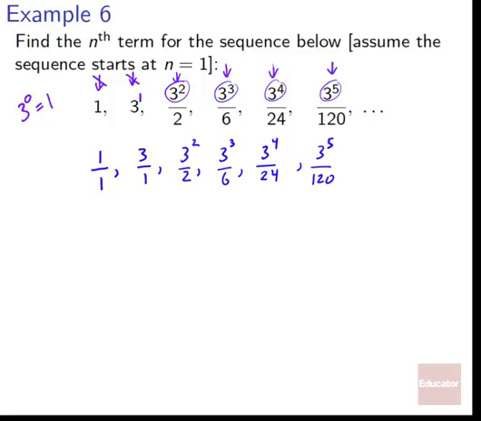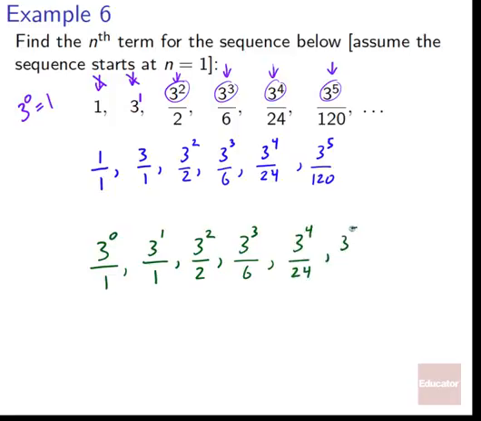So we could rewrite the top as 3 to the 0 over 1, 3 to the 1 over 1, 3 squared over 2, 3 cubed over 6, 3 to the 4th over 24, 3 to the 5th over 120, and so on. So at the top part, we now see pretty clearly there is a pattern, right? The number increases by 1 each time for the exponent on the 3. It starts at 0, so it'll be 3 to the n minus 1.